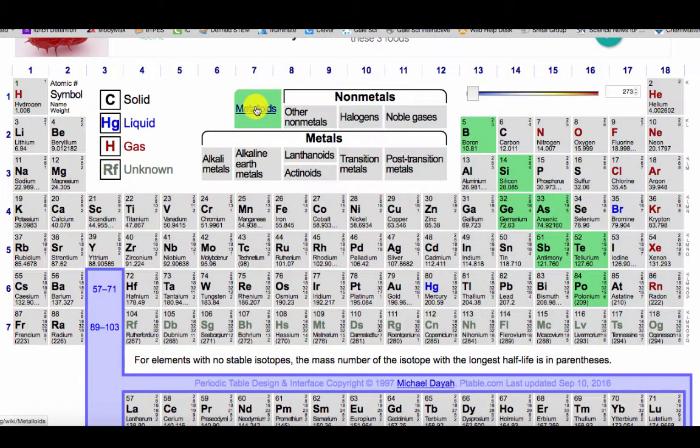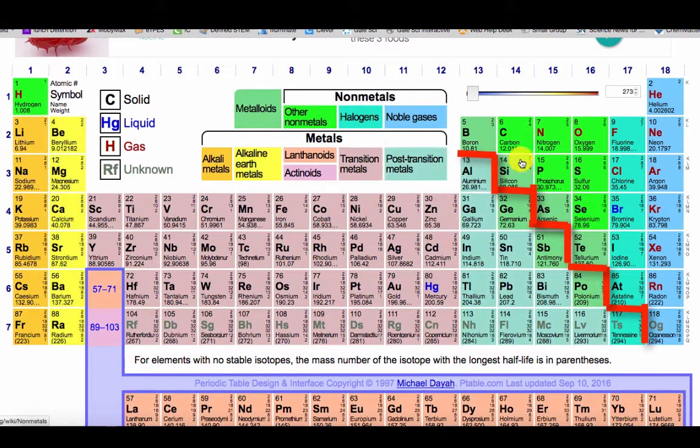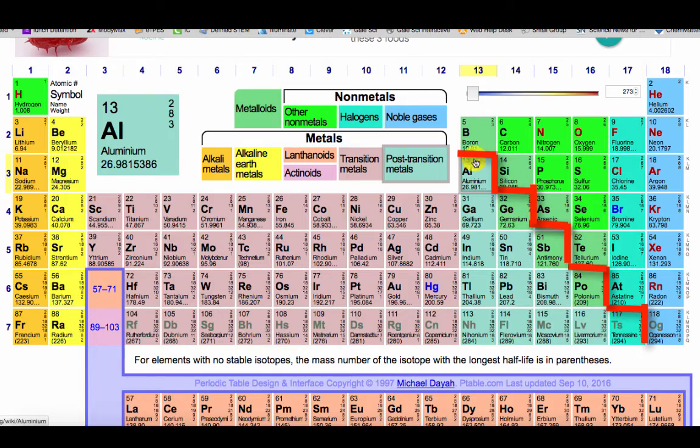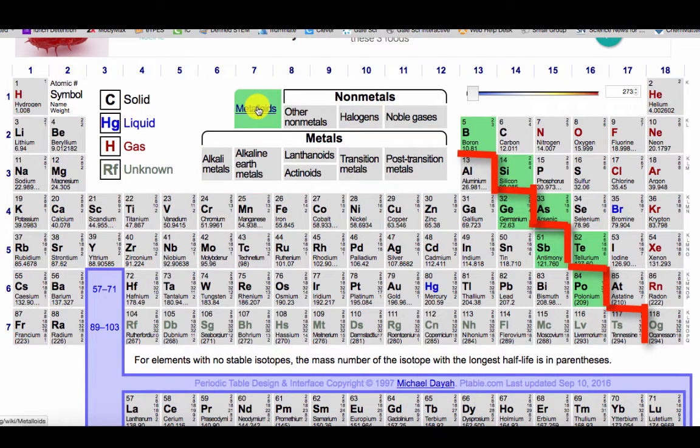Then we have this funky little group called the metalloids, and those are kind of like the light green ones that I have highlighted right here. The metalloids touch the staircase. Not everything touching the staircase is a metalloid, so like you can see aluminum. Aluminum would be touching the staircase right here. It's right underneath the staircase, but it is a metal. It's not a metalloid. Metalloids are kind of this in-between. They have properties of metals. They have properties of nonmetals as well.